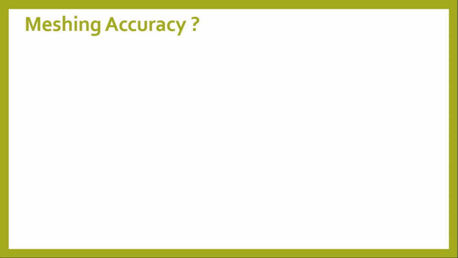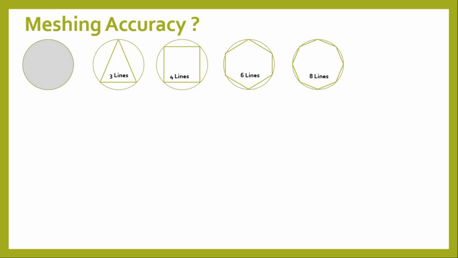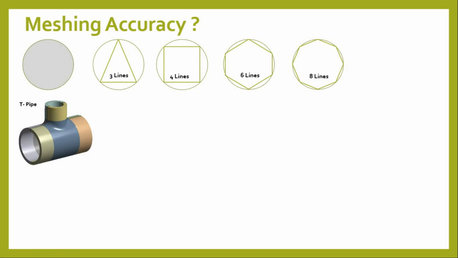Then once your element type is defined, you need to think about the accuracy. We'll discuss how to decide the meshing accuracy. Consider this a complete sphere. If you split this sphere using 3 lines, 4 lines, 6 lines and 8 lines, the 8 lines will represent a more accurate shape of the sphere. Similarly, if you put a few more lines, you will represent a more accurate shape. Definitely if you increase the number of lines, you will get a more accurate shape. Similarly in case of meshing it will be like this only. We'll discuss that through this T-pipe example.